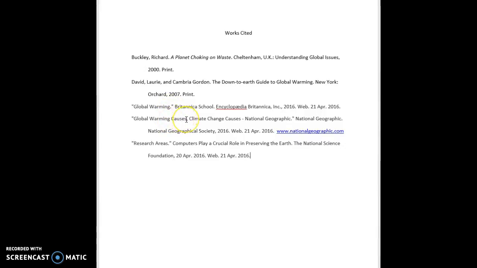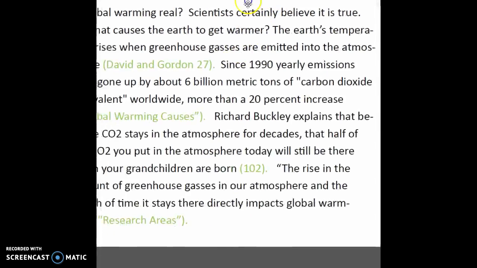So I put in the causes so that the reader would know without a doubt that it came from this website. And now if I click on that, the reader or the teacher can go to that website and should be able to pop it up right away, and it should go right to that page. Let's look at our next one.